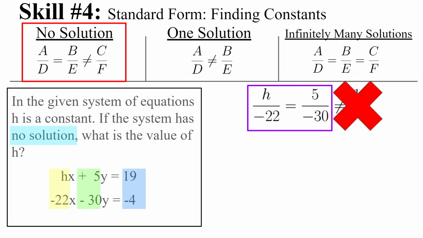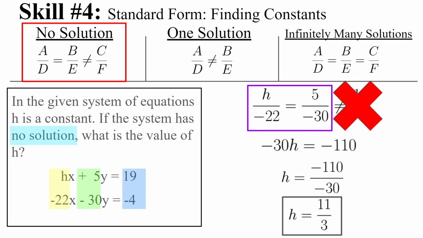And we're going to cross multiply. We should get negative 30h equals negative 22 times 5, which is negative 110. And we divide both sides by negative 30. That should simplify to 11 over 3, which should be the answer for this one. Again, if you ever get messy fractions, just simplify it on the calculator. No reason not to.